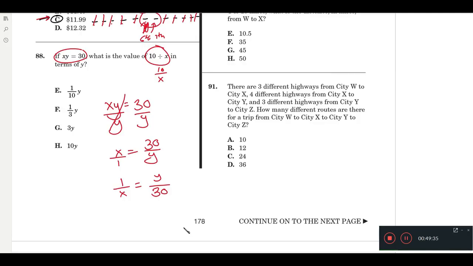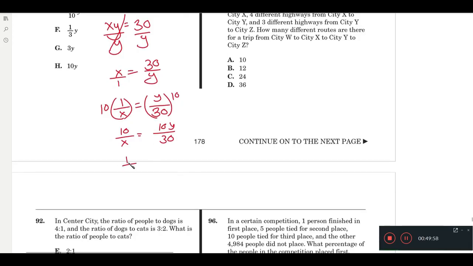Okay. But now, why did I flip? Because they said solve for 10 over x. I have 1 over x. How do I make 1 over x into 10 over x? Multiply by 10 both sides? Yep. So I get 10 over x is equal to what? 10y over 30? Can I simplify 10 and 30 here? You get 1/3.